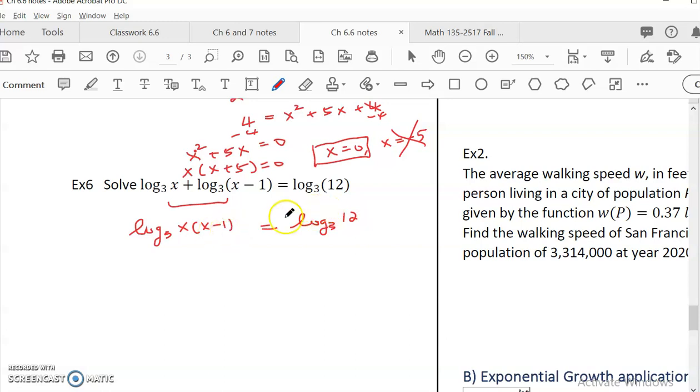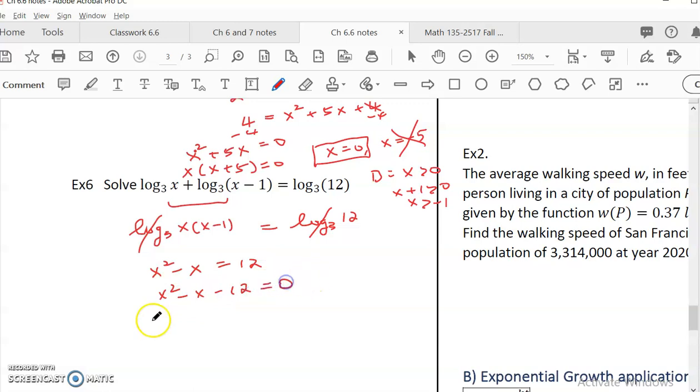Oh, I always forget about the domain. So domain first. X has to be greater than 0, this part. And also x minus 1 has to be greater than 0. So that means x is greater than 1. If it is greater than 0, it should be fine. So this is more important. So let's continue. Now we can cancel because it's 1 log, 1 log. So x squared minus x is equal to 12. X squared minus x minus 12 is equal to 0.